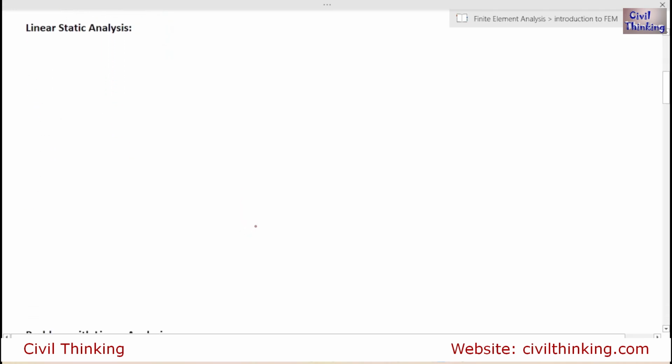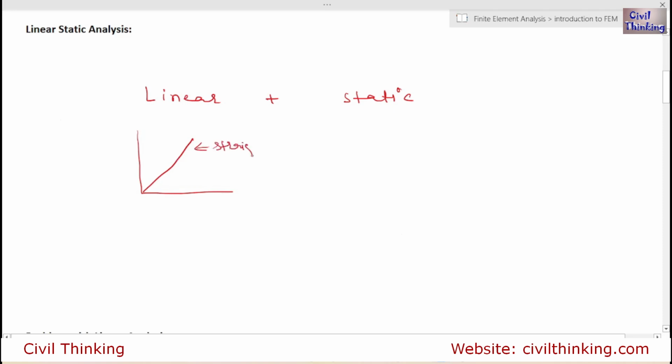linear static analysis. Now, this linear static analysis is made of two words, right? Linear plus static. So what is it? What is linear? Linear means a straight line, right? For example, this is a straight or linear line. For example, this is y, this is x.